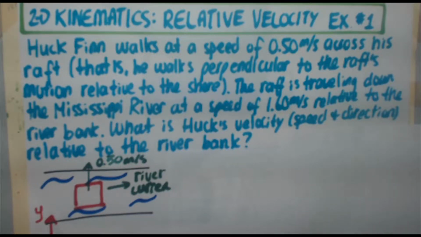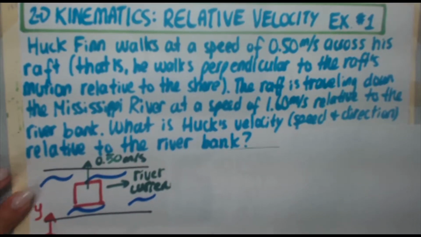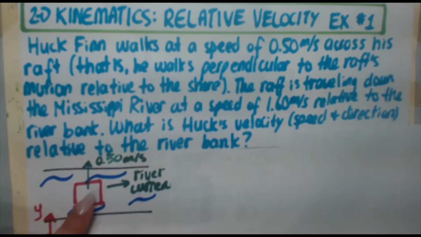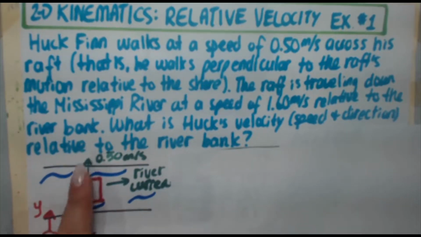Before we dive into the actual problem, there are a couple of things I want to show you first about how to solve relative velocity problems in general. The problem actually gives us a picture, just a visual to represent what's given. You've got the river, the current's going towards the right. Huck is walking across his raft, perpendicular to the direction of the river current, at 0.50 meters per second.